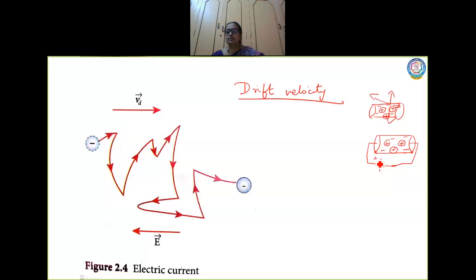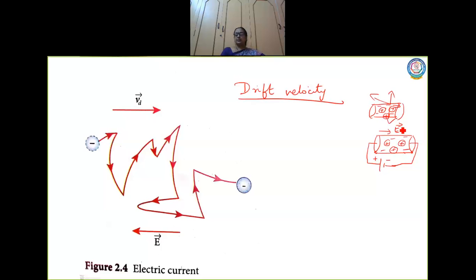Now this is the positive terminal of the battery, and this is the negative terminal of the battery. So when I connect it, what is created immediately? A potential difference is created. Yes or no? There is a potential difference created across the conductor, and definitely there will be an electric field which moves in this direction. The electric field will move from positive to negative. So there is an electric field created in the conductor.